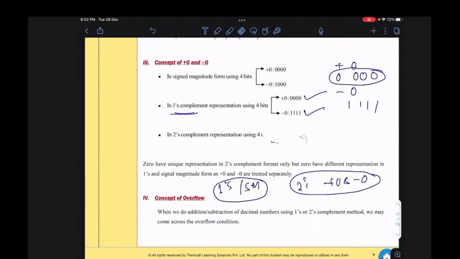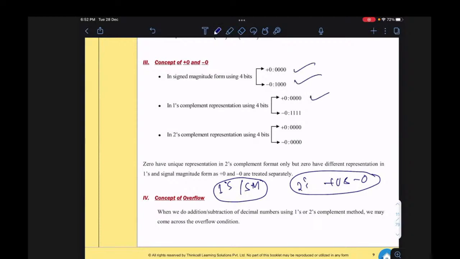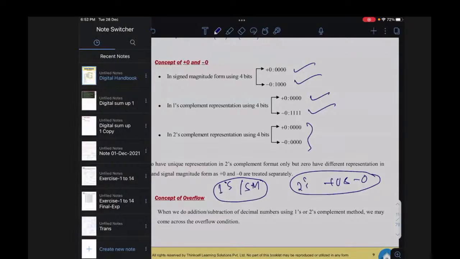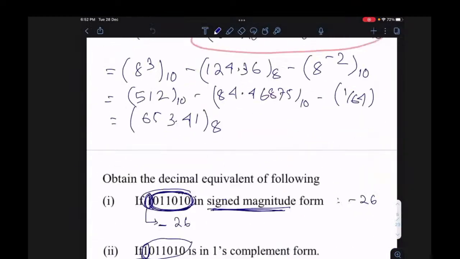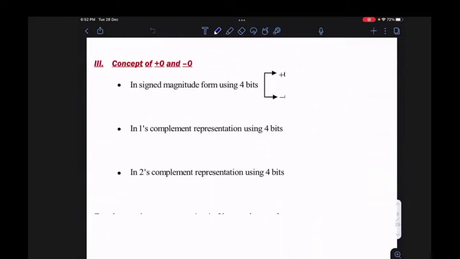So what is the conclusion then? In 2's complement form, the plus 0 and minus 0 answer is the same, and in 1's complement and in sign magnitude form, it is different. So you see here, this number and this number are not the same, this number and this number are not the same, but these two numbers are the same. This is just a concept. I don't expect questions, I just want to highlight the concepts. Hopefully this is fine.